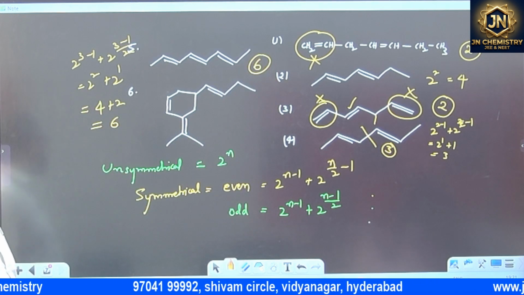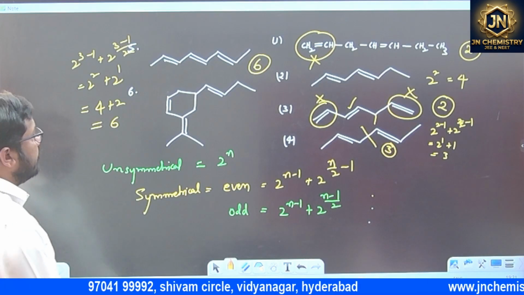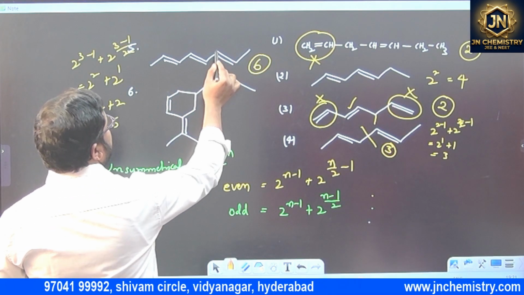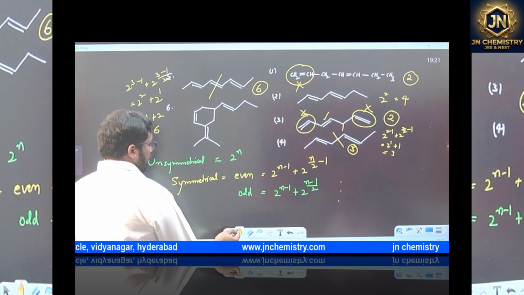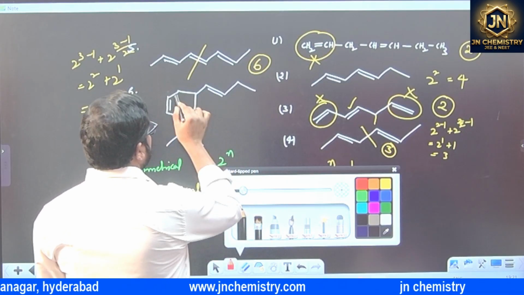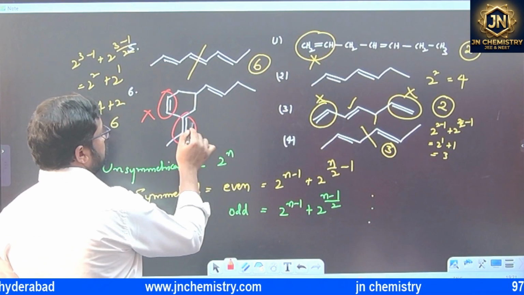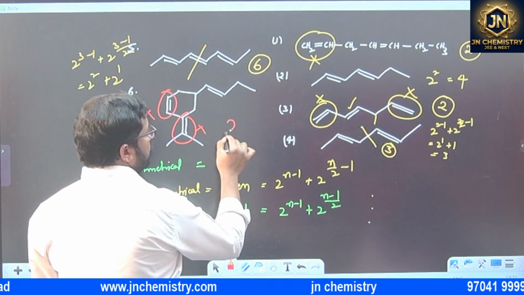Which one? Oh, this one is symmetrical. 1, 2, 3, 4, 5, 6, 7, 8. So here, the last one. This one won't show. This one, 2 power 1, 2.